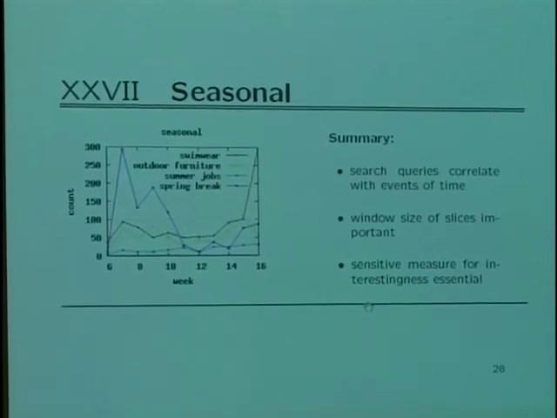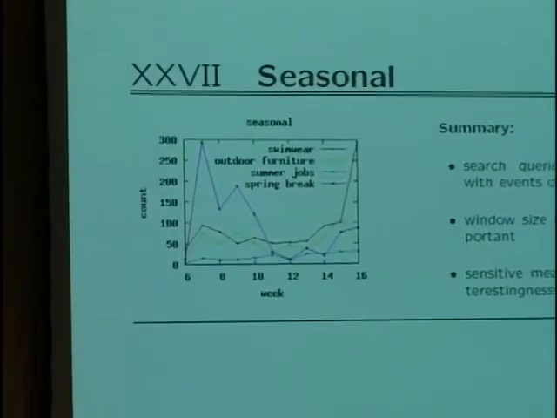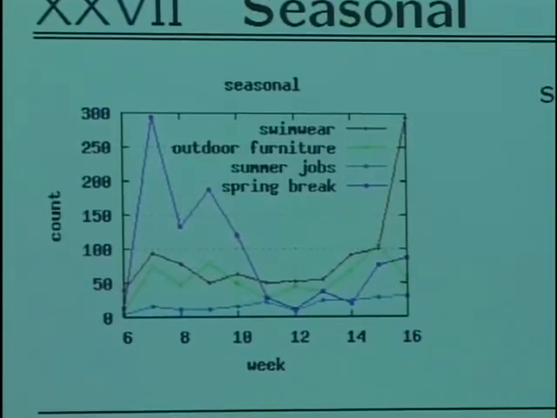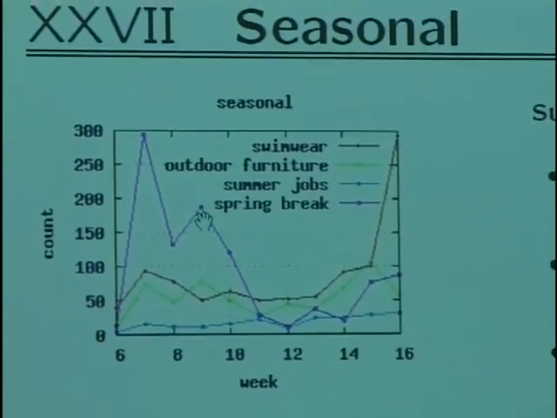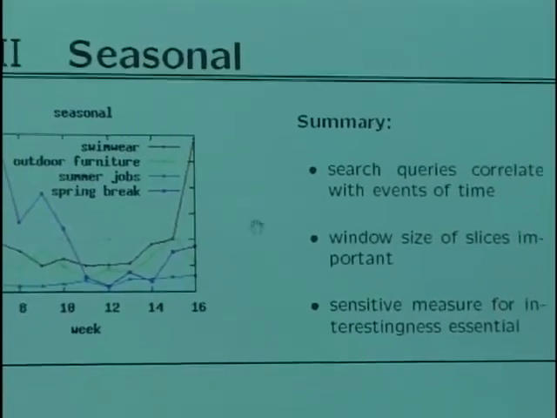Okay, this is the summary for search trend mining. Well, we noticed that search queries actually correlate with current events of time. What is important is the window size of the slices, because if you increase the window size, you can even see some long-term tendencies. I did that here. One slice is 1 week, I think. And I plotted the queries swimwear, outer furniture, and spring break. It's obvious that the spring break query is overrepresented in the springtime, and people are looking for outer furniture at the beginning of the summer. So you could do that.